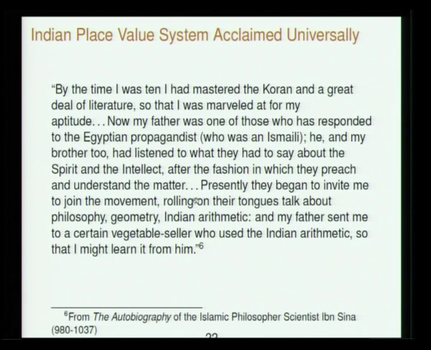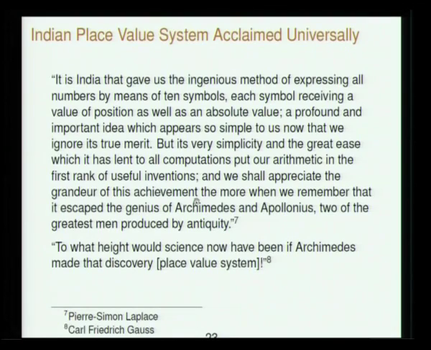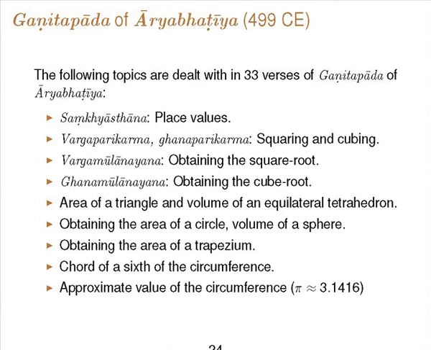Here is Ibn Sina, a very famous philosopher in the West Asian region in the 10th century. He is saying that he learned the methods of calculation, the Indian methods of calculation, from a vegetable vendor. So, this was the way that the place value system really revolutionized calculation all over the world. There is a more modern quotation by Laplace and Gauss saying that this is indeed one of the most wonderful discoveries in the history of mathematics.